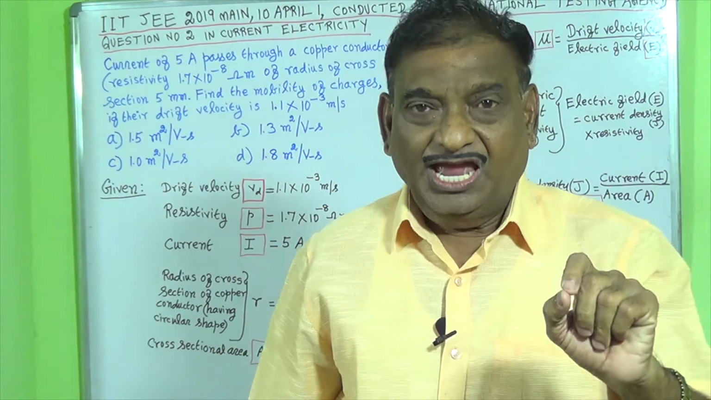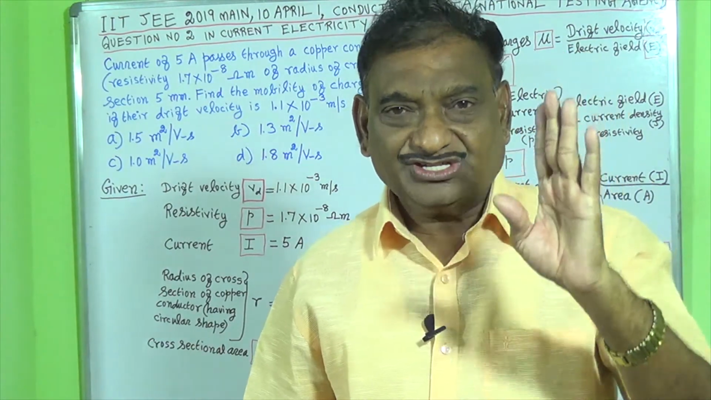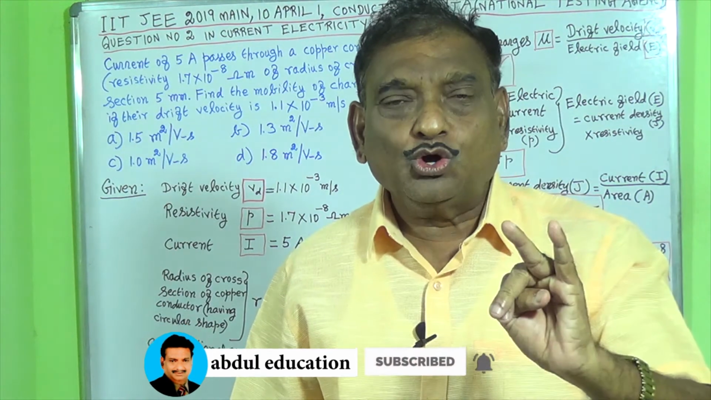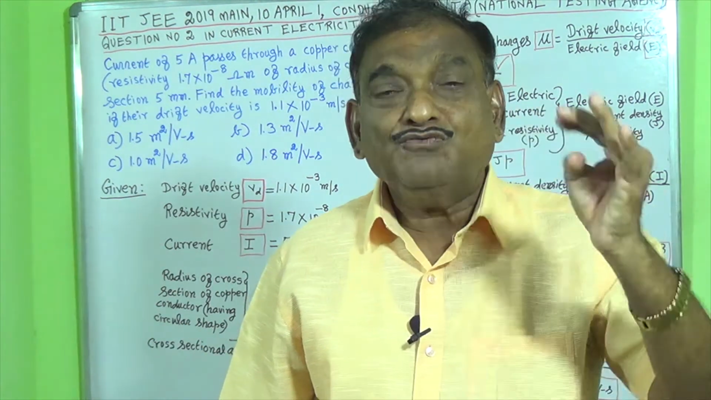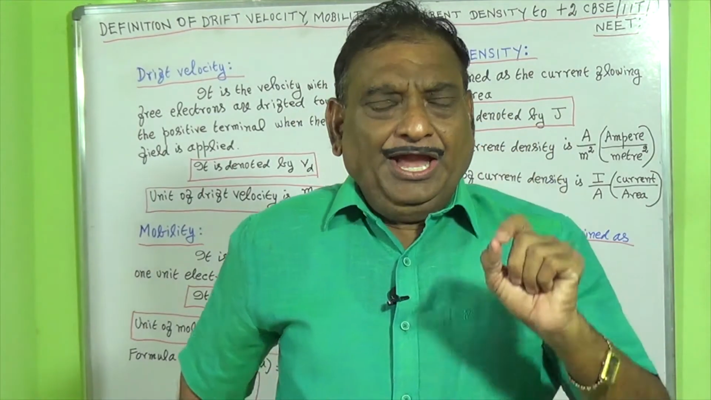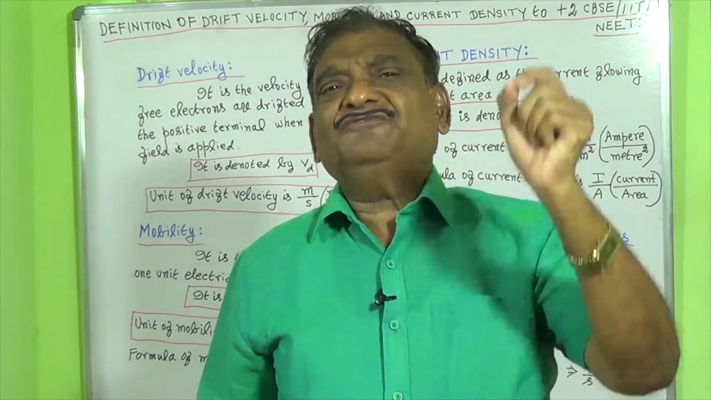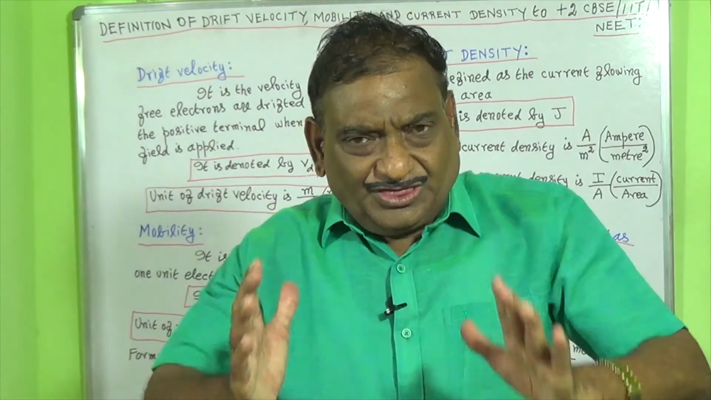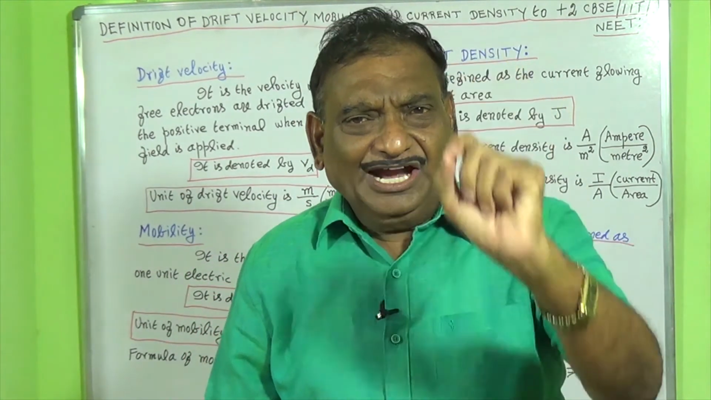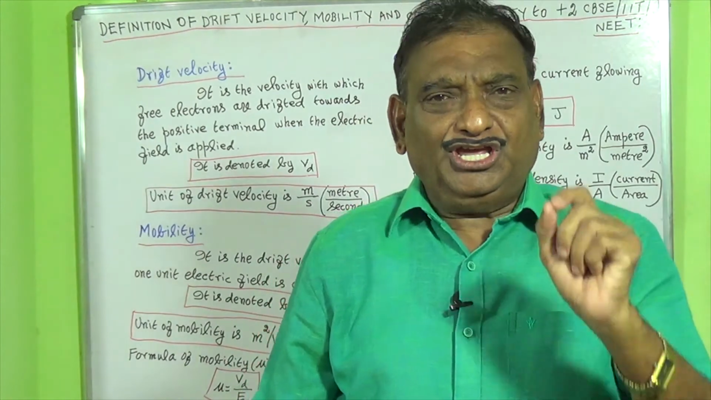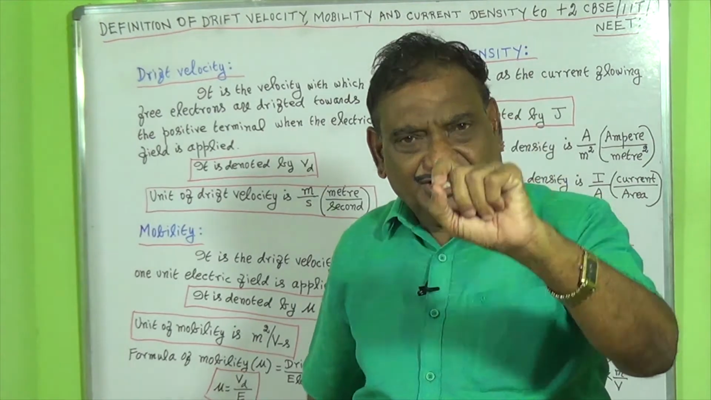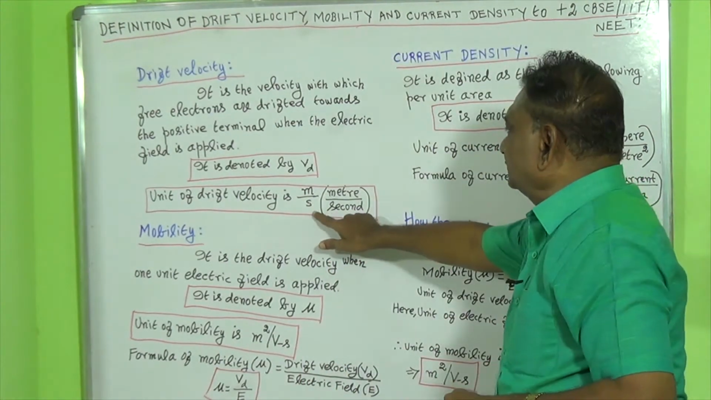Let us see the definition of drift velocity, mobility, current density and also the various formulae for the electric field. What is drift velocity? Drift velocity is defined as the velocity with which the electrons are drifted towards the positive terminal when the electric field is applied. It is denoted by the letter Vd. The unit of the drift velocity is meter per second.